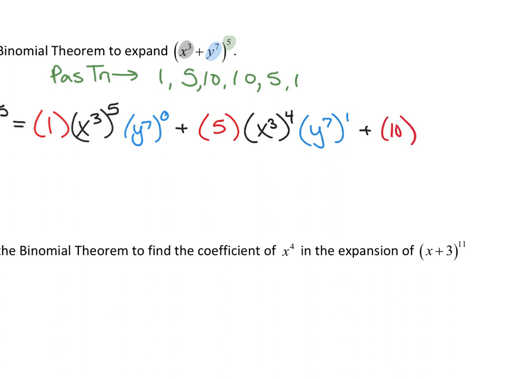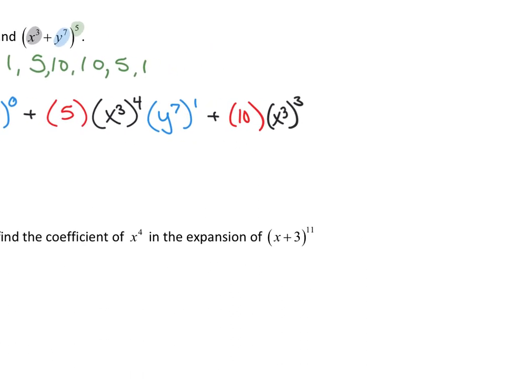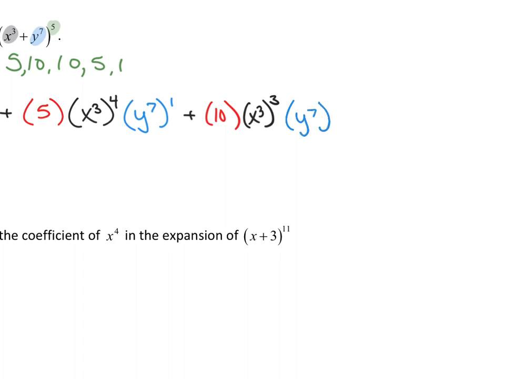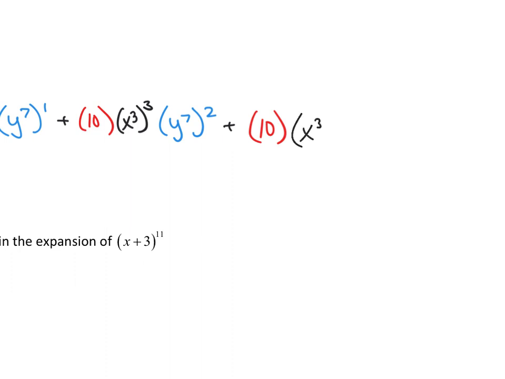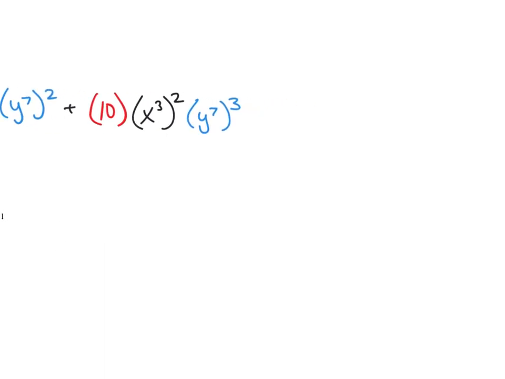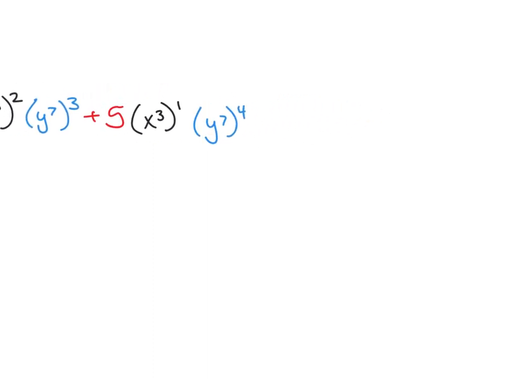My next term would be 10 times x cubed to the third times y to the 7th raised to the second power, plus the next term in the series is 10 times x cubed to the second power times y to the 7th to the third power. Still making sure those powers add up to 5, which they do. And then I have 5 times x cubed to the first power, y to the 7th to the 4th power. And then last but not least, we have Pascal's triangle number 1 times x cubed to the 0 times y to the 7th to the 5th.